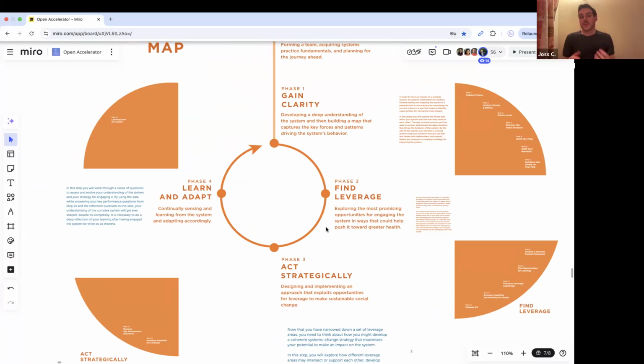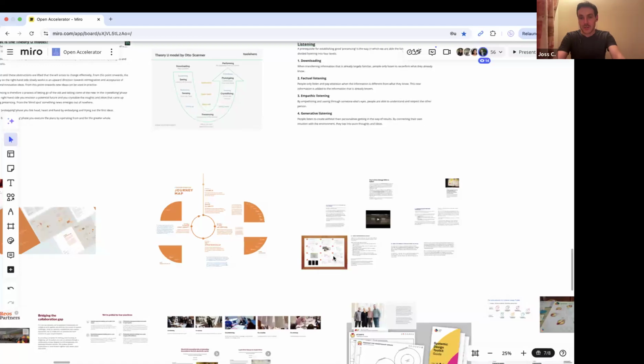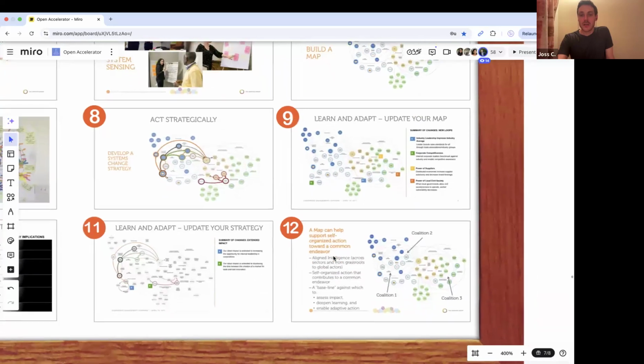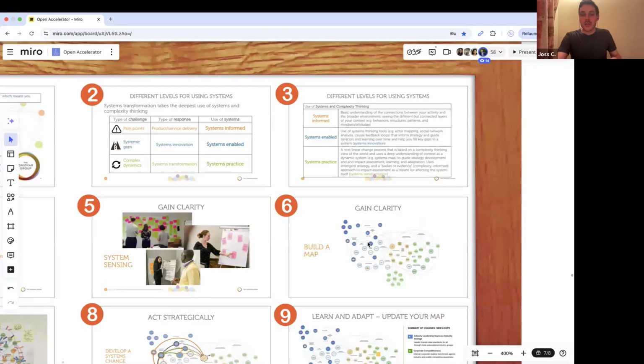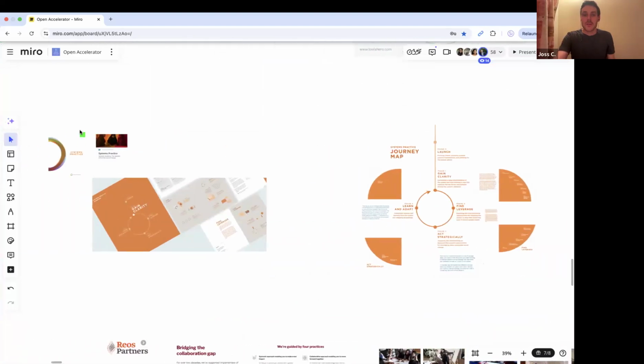So you can see there, that's very much organized around the map and building maps to find intervention points. You can see examples of that here, and I'm not going to go into that now, but you can take a look at the guide over here.